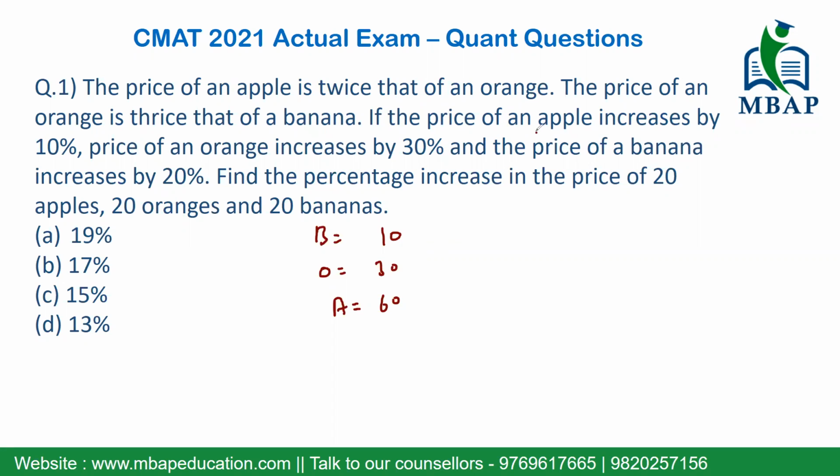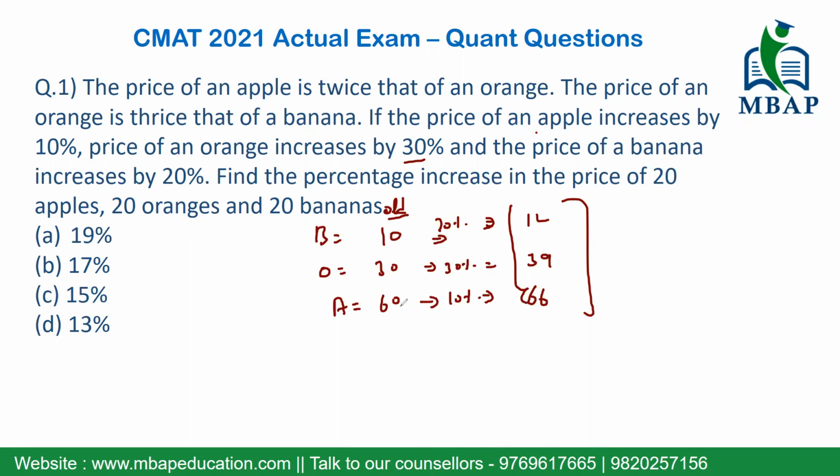Now let's see the percentage increase. The apple is increased by 10%. If I increase the apple value by 10%, the new value will become 66. Similarly, the value of banana has been increased by 20%, so 20% more will cost you 12 rupees now. And let's see for oranges. Orange has been increased by 30%. 30% on 30 rupees will become 39. So this is my new cost and this is my old cost.